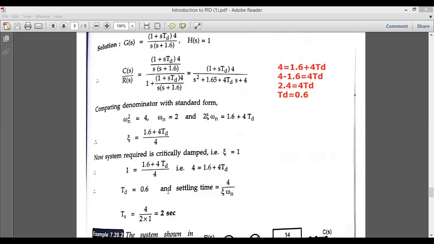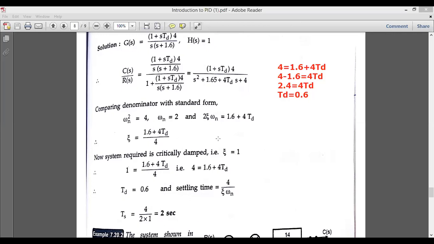And they have also asked what the settling time is. How to calculate the settling time? The settling time is obtained by 4 divided by zeta into omega n. So 4 divided by zeta, which is 1, because here they have mentioned zeta is equal to 1, times omega n, and the value of omega n is 2. So 4 divided by 2, that is 2. Settling time is equal to 2 seconds.